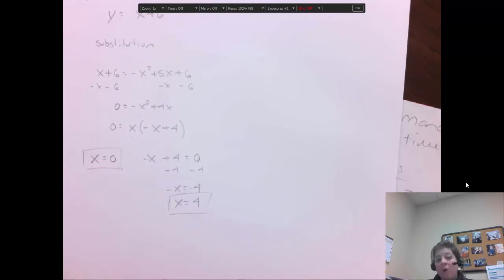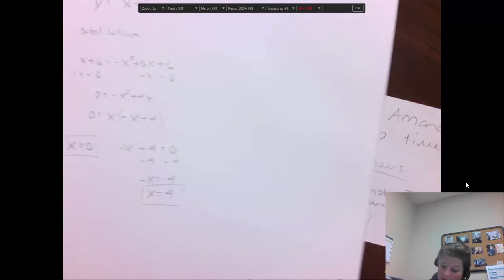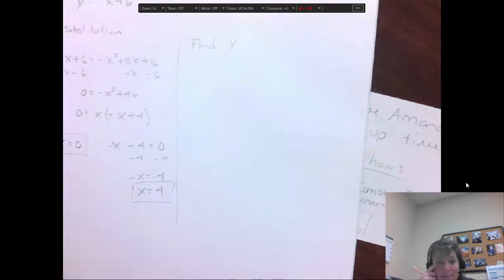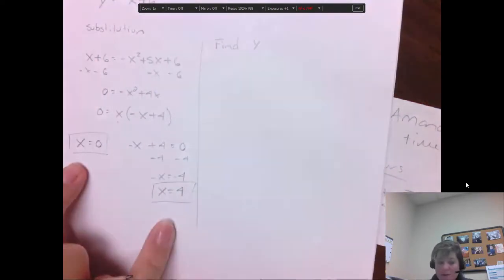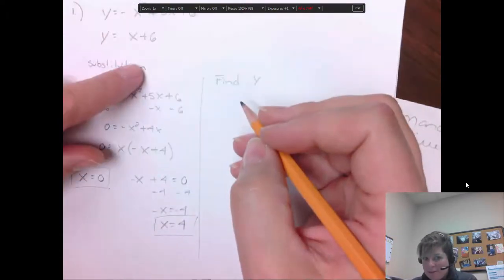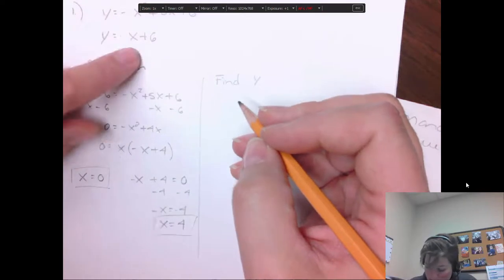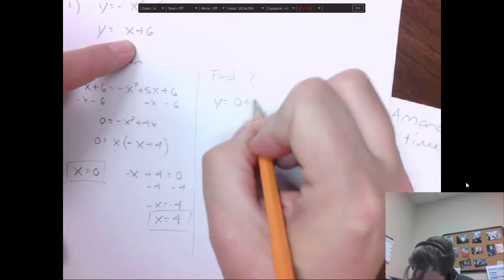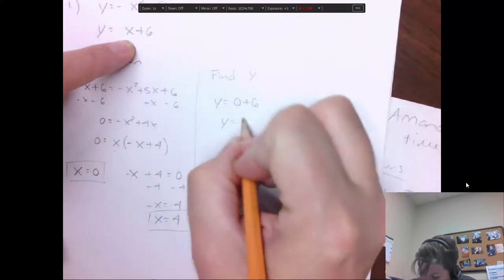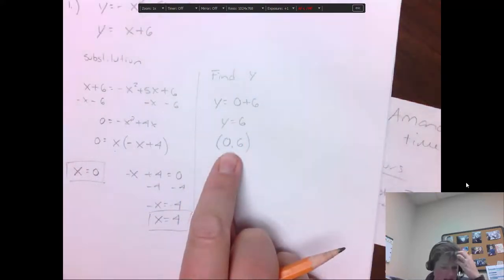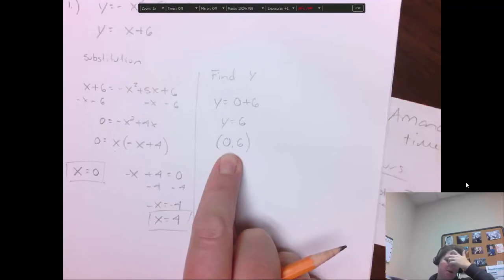And now we have to find the y's that go with these two x's because we want x and y at each spot. So we're going to find y. And that's our second step. So our first step is to solve for the two x's and then find y. So I go back up, and you could use either original equation. Well, this one's way easier than that one. So if I put in 0, for the first one, y equals 0 plus 6, and we can see that y is 6. So when x is 0, y is 6. And if you plug that into the other equation, you'll get that same point as well.